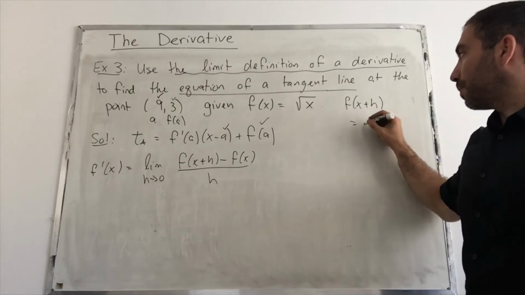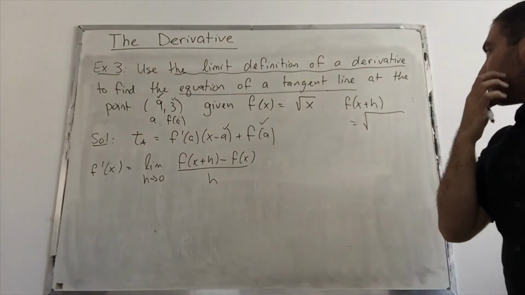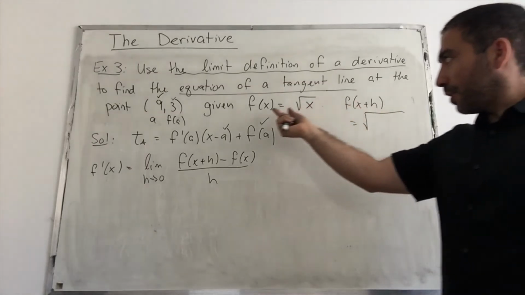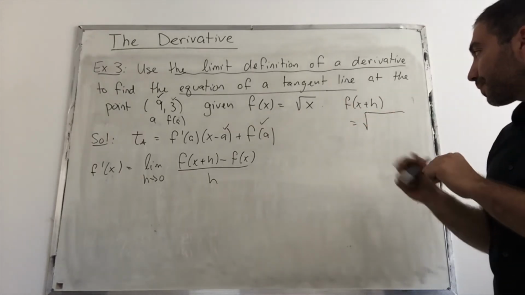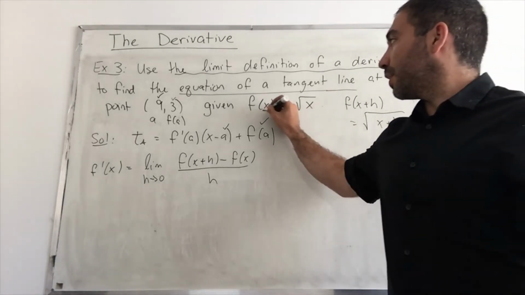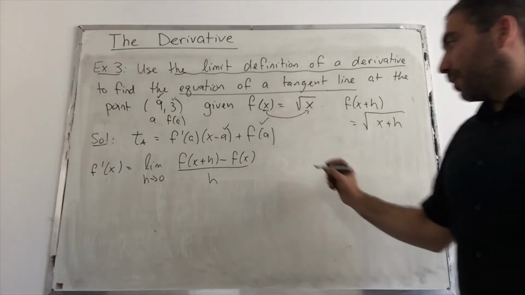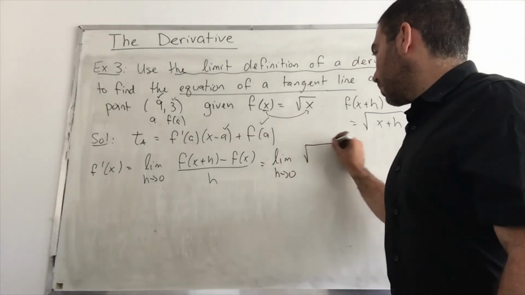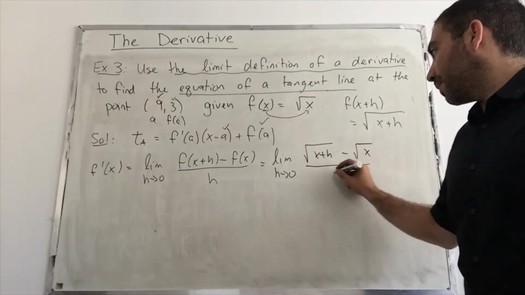At this point you should be comfortable with the idea of composing functions. Well, it's not really a composition, but you can think of it as a composition. F of x becomes square root of x, but now in the bracket we have x plus h. So in the square root we have x plus h. Everything that's in the bracket comes inside the bracket. Okay, so that's done. So we have the limit as h tends to 0 of the square root of x plus h minus the square root of x, all this divided by h.